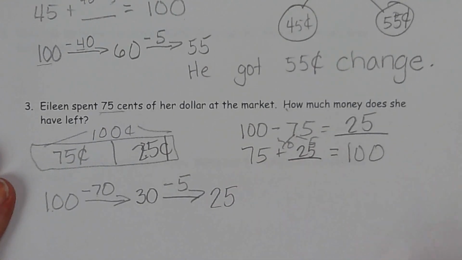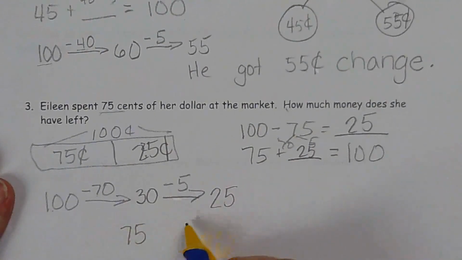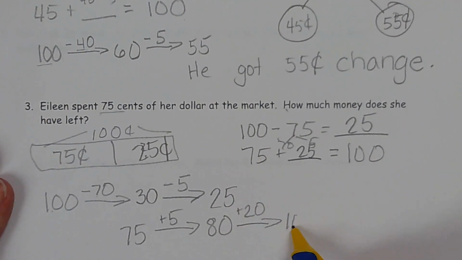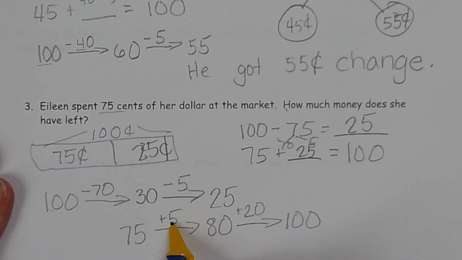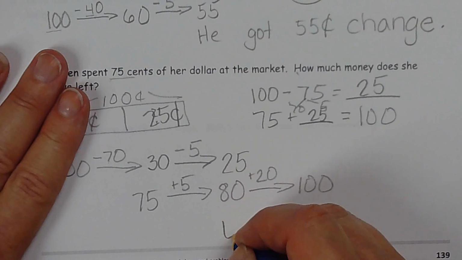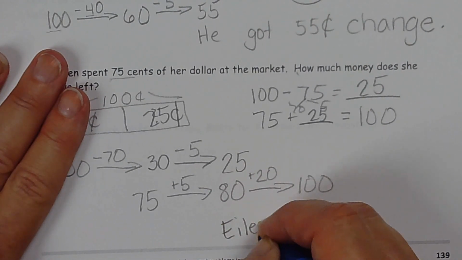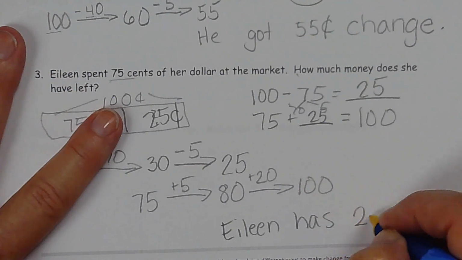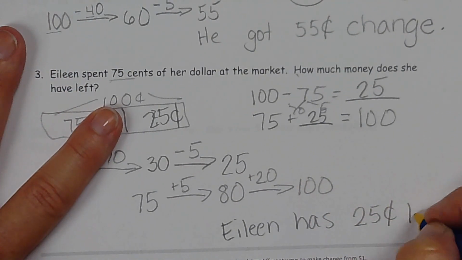You can do it going upwards from 75 too. 75, we would need to add 5 to get to the next 10. And from 80, we need to add 20 to get to 100. 20 and 5 is 25. So Eileen has 25 cents left.